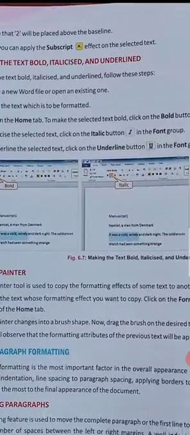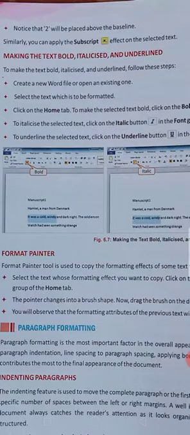Now the most common things are making the text bold, italic and underlined. You will see B, I and U in the font group. If you want to change it, first of all select our text, and after that click on the B if you want to make it bold. If you want to make it italic, click on the I. If you want to make it underlined, click on the U. It will change your word accordingly.